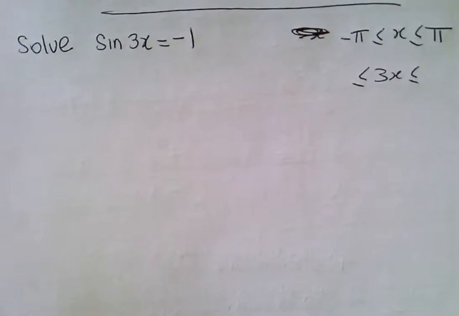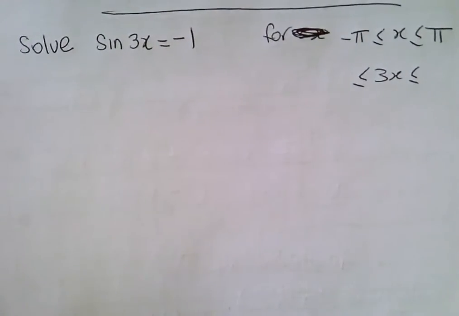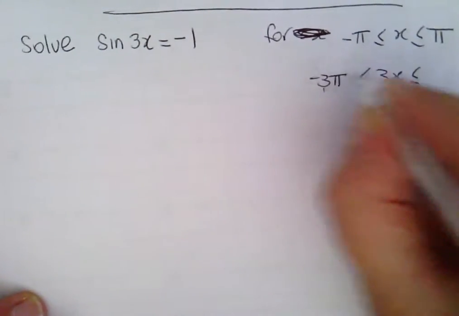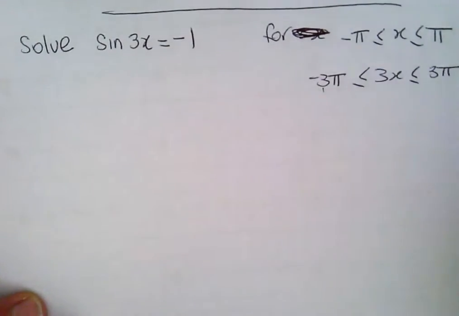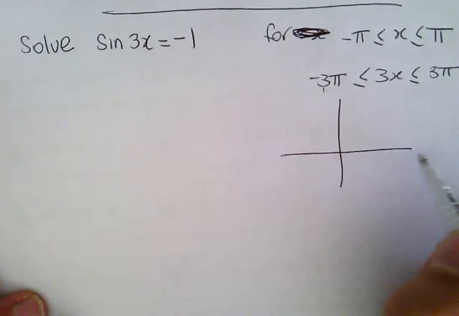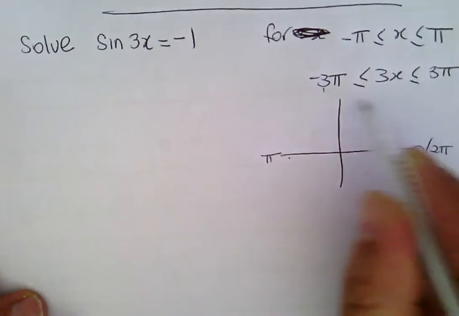Okay, another example here, question 19 type. Solve sine of 3x is negative 1, for negative pi through to pi. We've got to change our domain. What do we have here? That's right. And where is negative 3 pi and 3 pi? Let's have a look. We've got 0, pi, 2 pi. So 0 to 2 pi, that would be 3 pi, 1.5 times round.